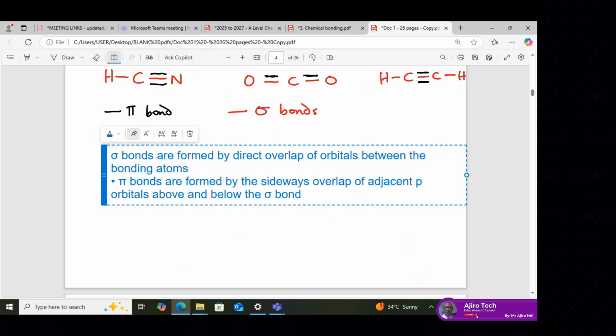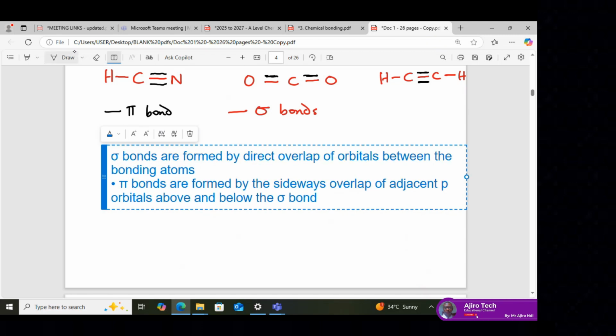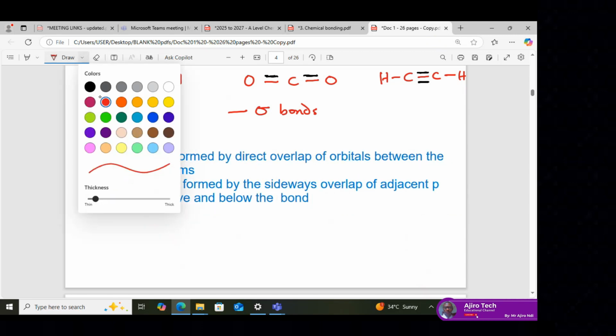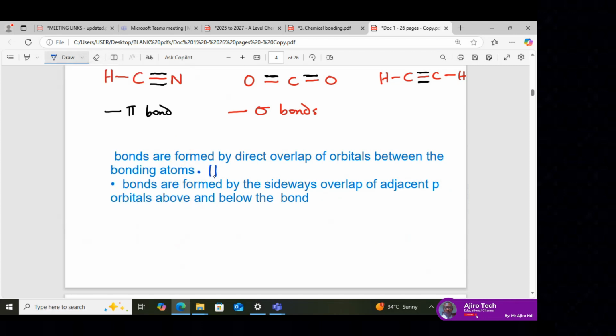Sigma bonds are formed by direct overlap of atomic orbitals between the bonding atoms. Hence, it is usually relatively stronger. Is that okay? What about pi?